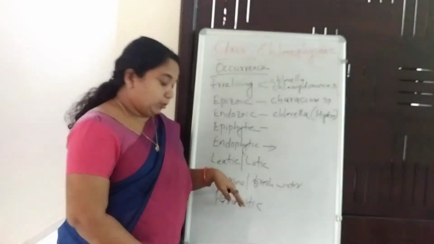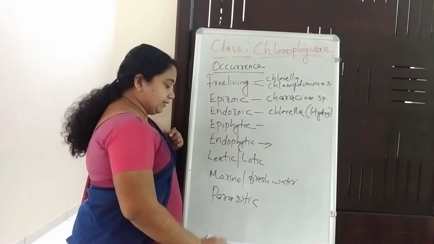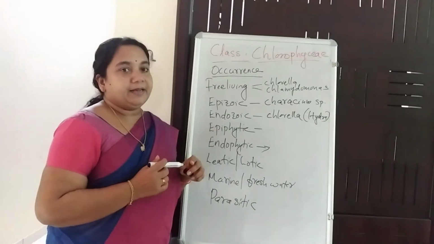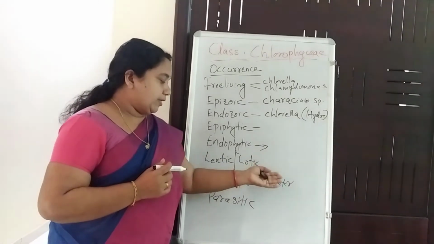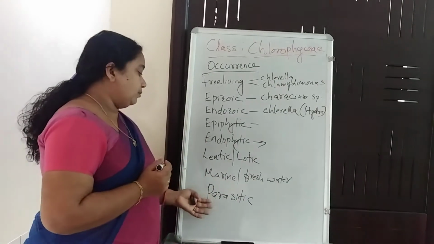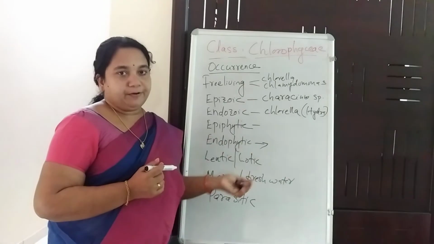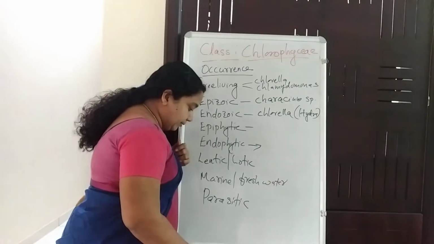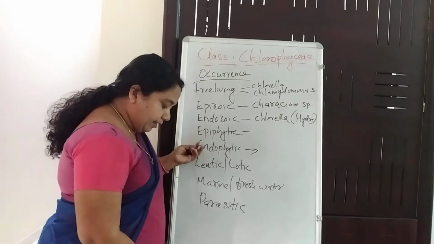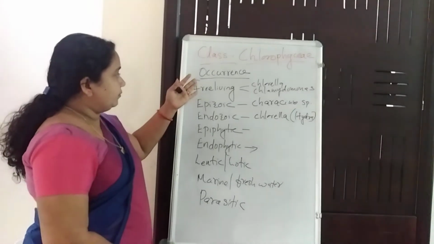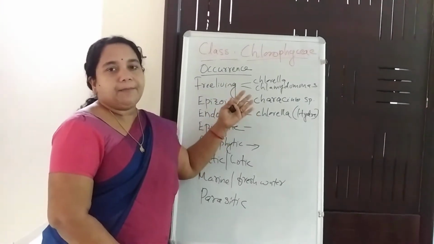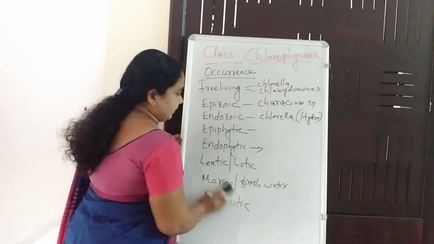Then marine forms are also there. An example of marine forms is Acetabularia. Then freshwater forms are there. The best examples of freshwater forms are Chlorella, Spirogyra, etc. Then parasitic forms, they are Cephaleuros. Cephaleuros is a parasitic form. And different types of algae may live free living, or live on the surface of plants or on the surface of animals.